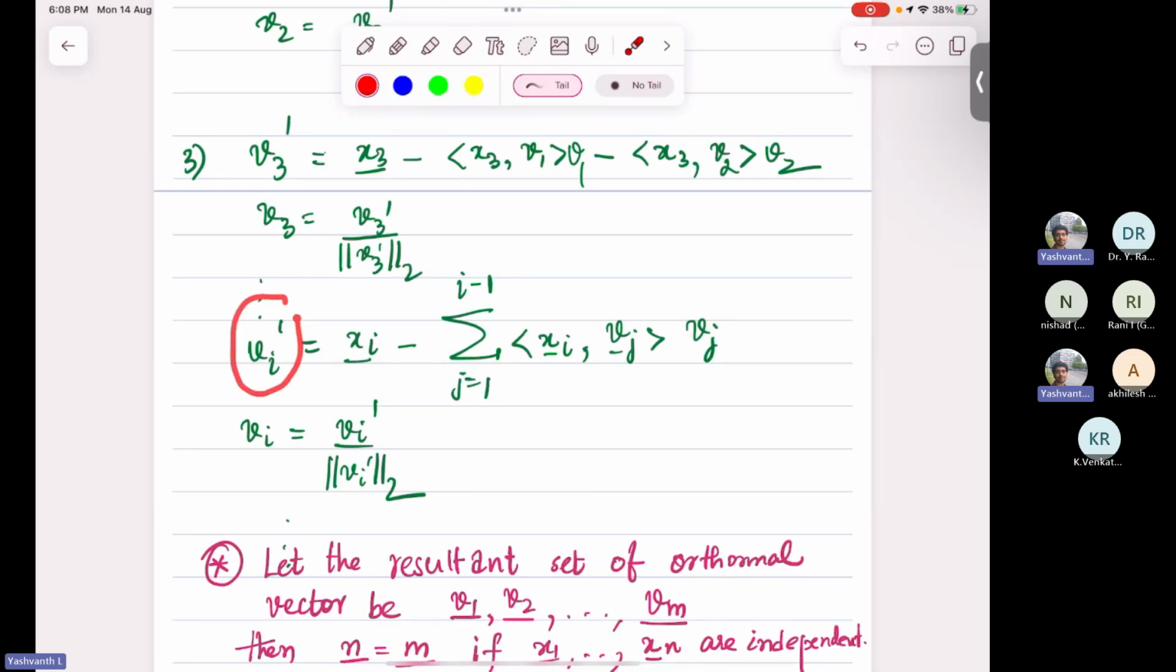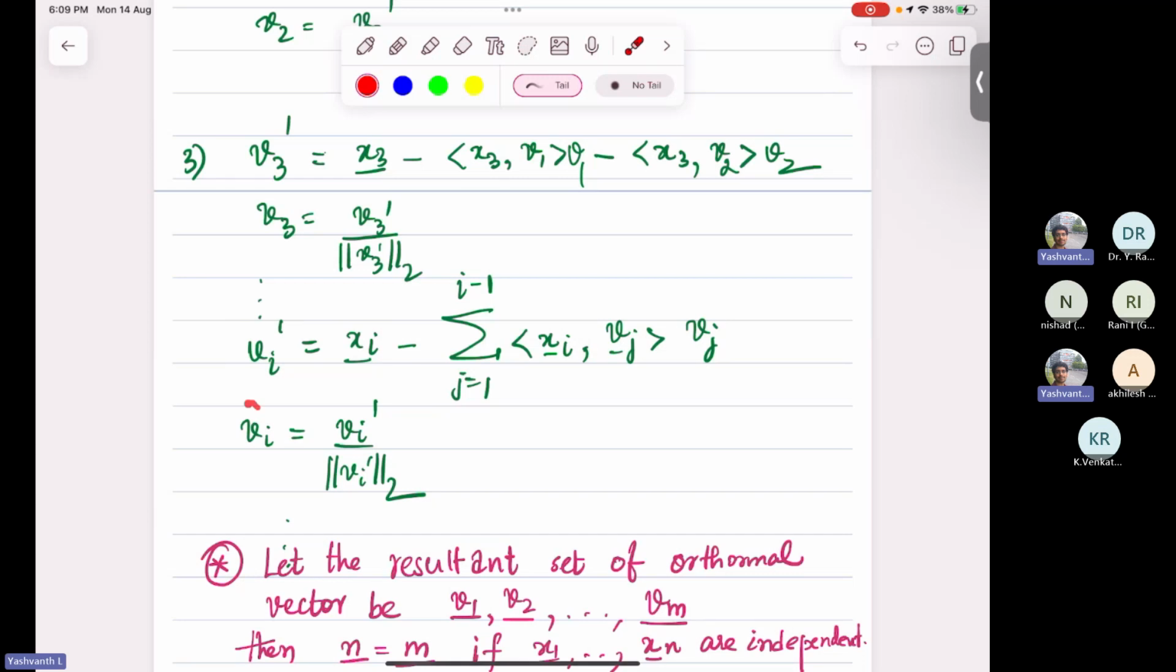The ith vector in the orthonormal set is defined as follows: take the ith vector xi and subtract the component of xi along all vj's where j ranges from 1 to i minus 1. That is, you subtract the component of the vector xi along all the previously formed vectors in the orthonormal set that you have in hand.